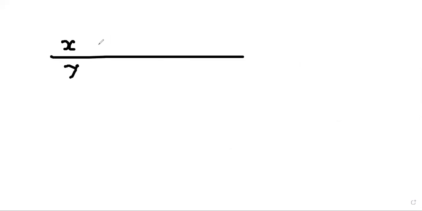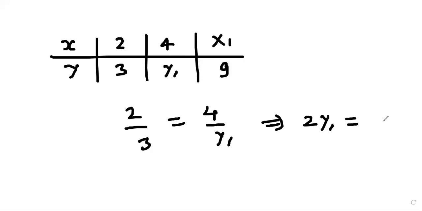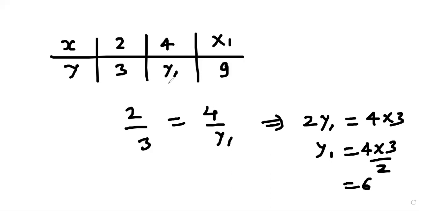X, y, suppose 2, 3. Here, 4, this is y1. This is, say, 9, this is x1. Suppose you have to find out. So first you will consider the first part. So 2 upon 3 equal to 4 upon y1. Make cross multiplication. So 2 times y1 equal to 4 multiplied by 3. So y1 equal to 4 into 3 divided by 2. So you can cancel by 2, 4. So you will get 6. So you can say y1 you have got as 6.